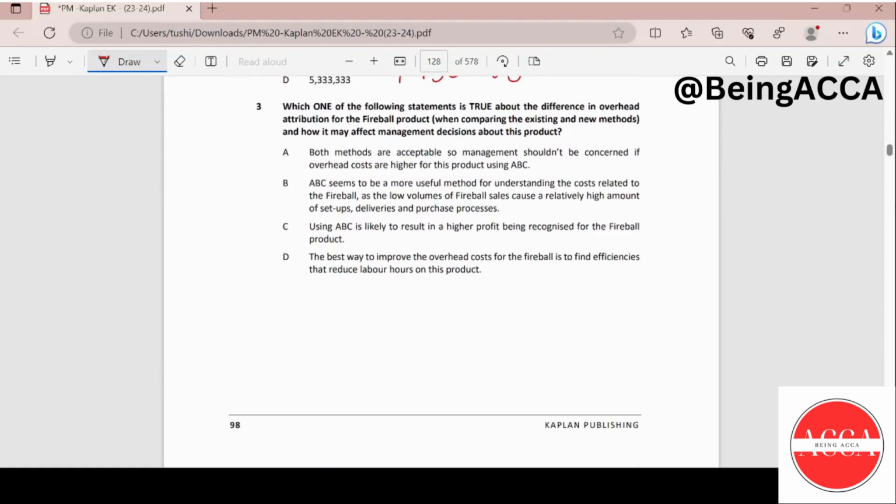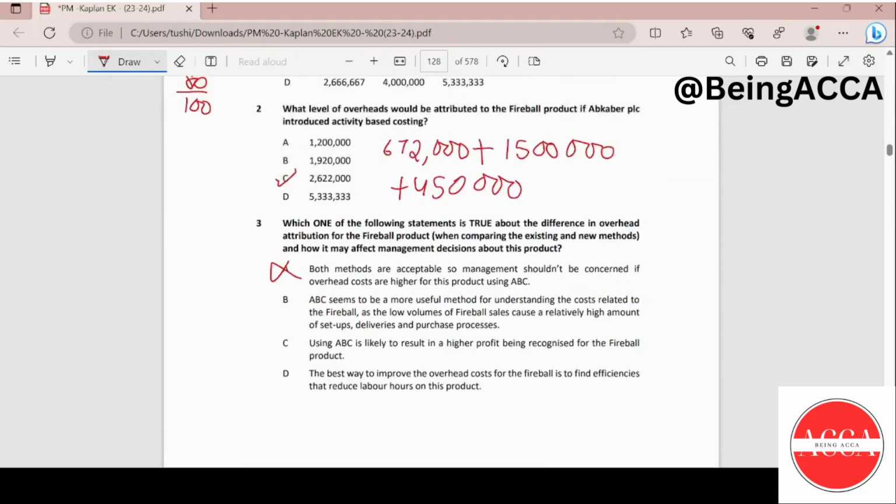Moving to the next question, which one of the following statements is true about the difference in overhead attribution for the Fireball product when comparing the existing and new methods, and how it may affect management decisions about this product? Both methods are acceptable, so management should not be concerned if overhead costs are higher for this product using ABC. No, because management should be able to find out that due to this product you are incurring more overheads, so that is why you should allocate more overheads to this instead of attributing those overhead costs to other products which are not even responsible for incurring those overhead costs, right?